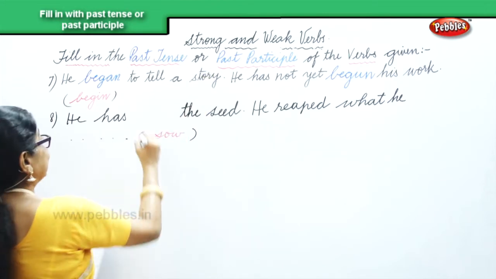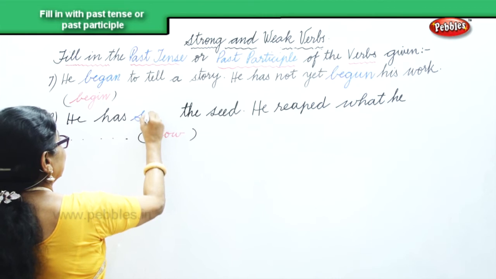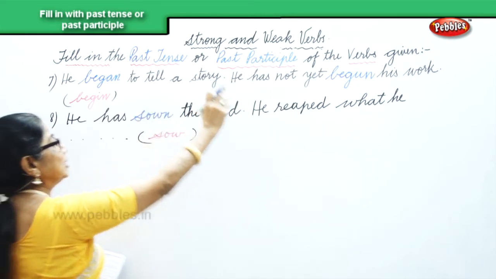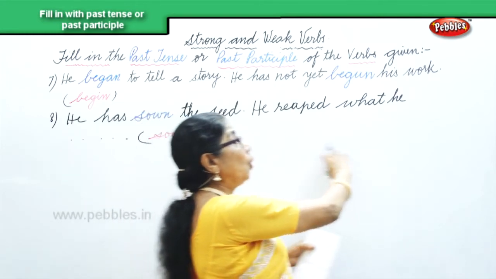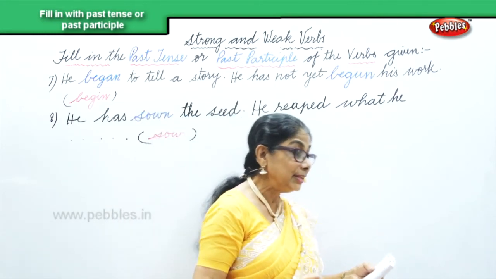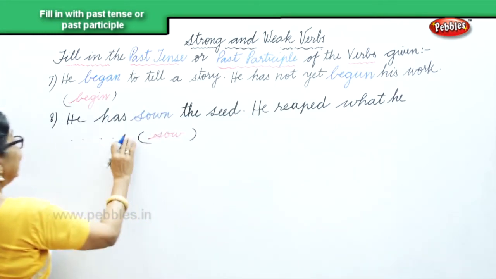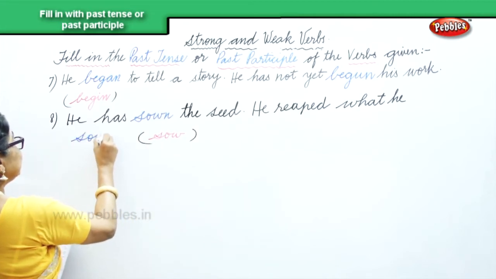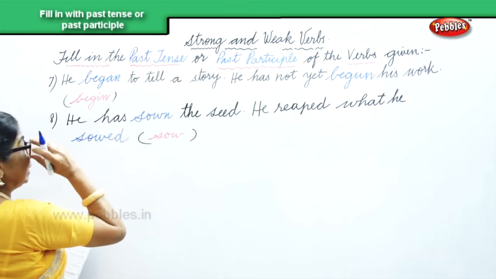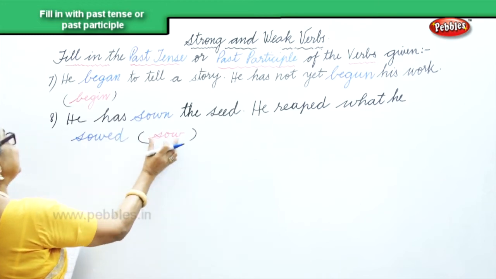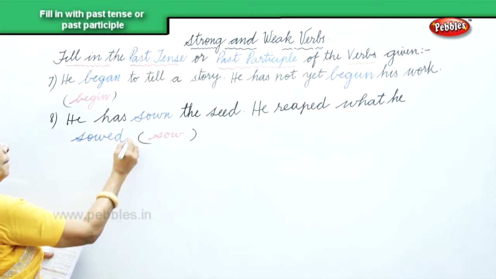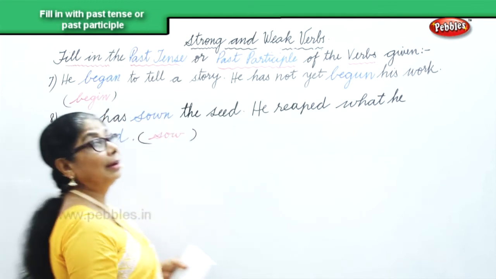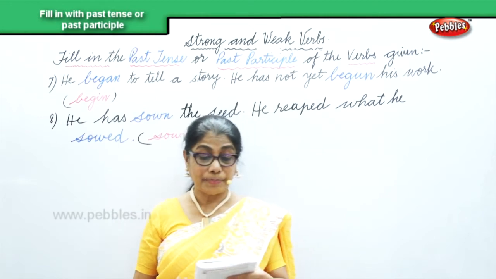He has sown the seed. That's the past participle. He reaped what he sowed. That is the past tense. Sow, present. Sowed, past tense. Sown, that is the past participle.